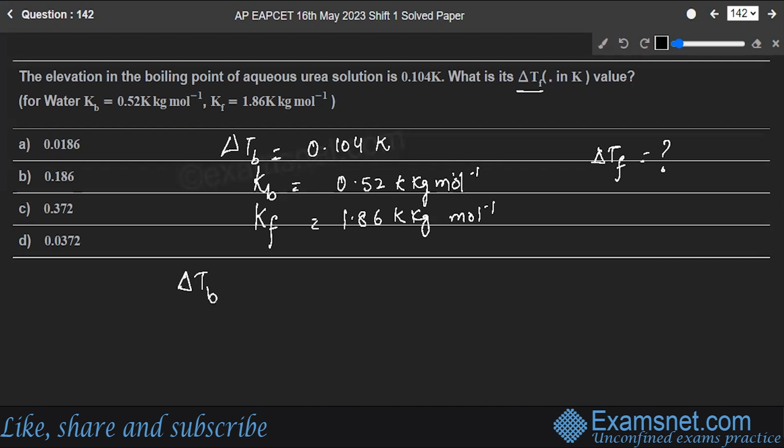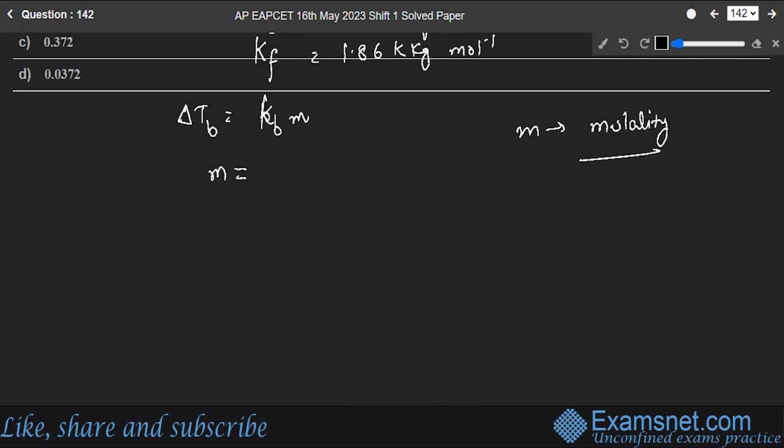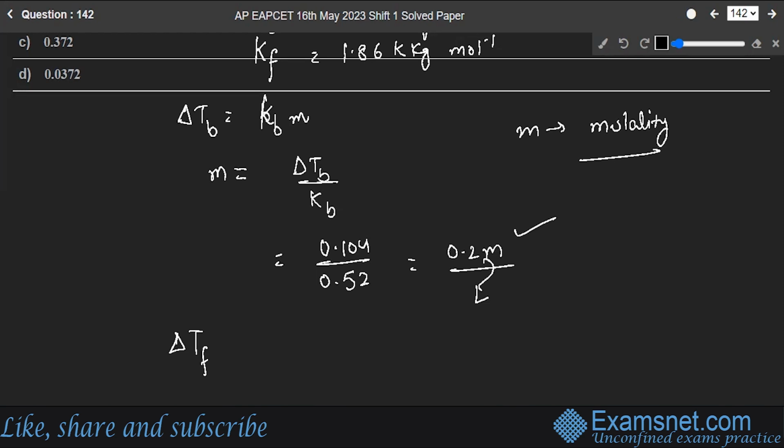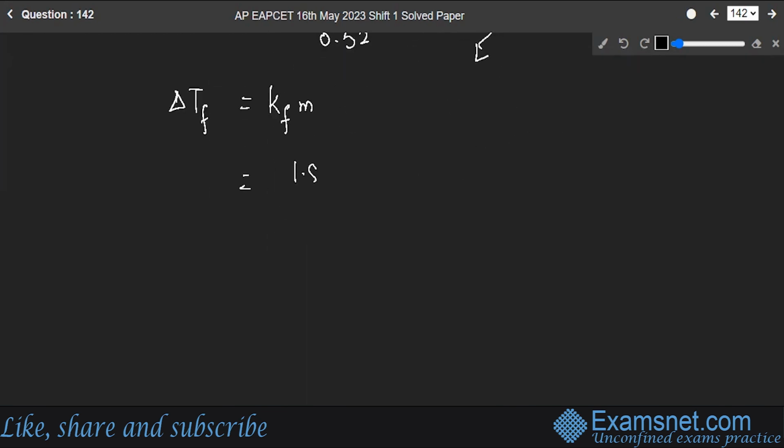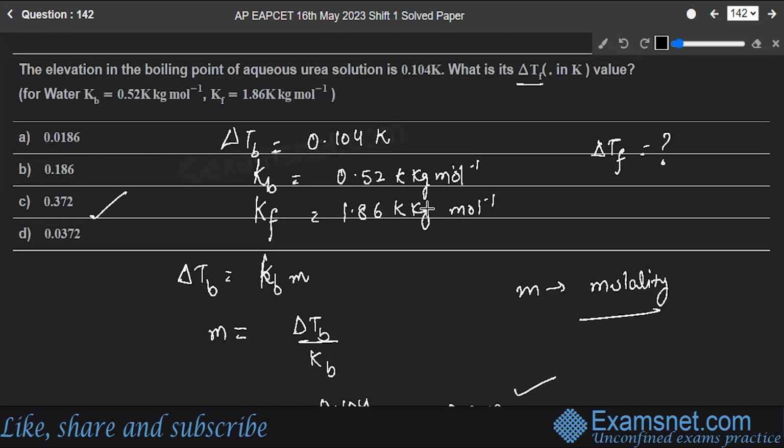So let's use the formula. You have delta TB is equal to KB into m, where m represents your molality. So m becomes equal to delta TB upon KB. Let's fill in the values. You have 0.014 upon 0.52. On solving, this will give you 0.027 m. So substituting the value of molality in the equation delta TF is equal to KF into m, KF is given 1.86 times the molality we just calculated. The answer is in Kelvin. On solving, this will be 0.372 Kelvin. So this is the answer to the question, 0.372 Kelvin. Option C is the right answer. Hope you understood this. Next is question number 143.